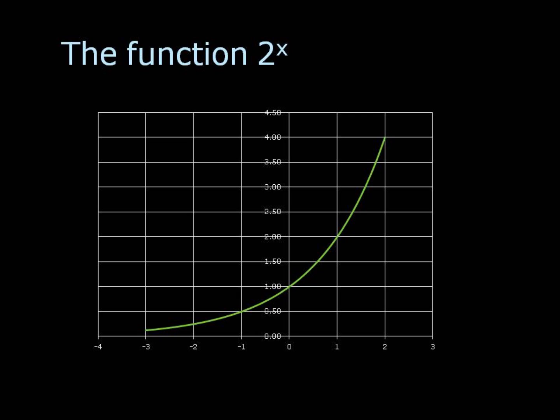As x is greater than 0, 2 to the power of x increases. 2 to the power of 1 is equal to 2. 2 to the power of 2 is 4. As x increases, it increases more rapidly. In other words, it's concave upwards. The rate of increase also increases. And all exponential functions are this general kind of shape.